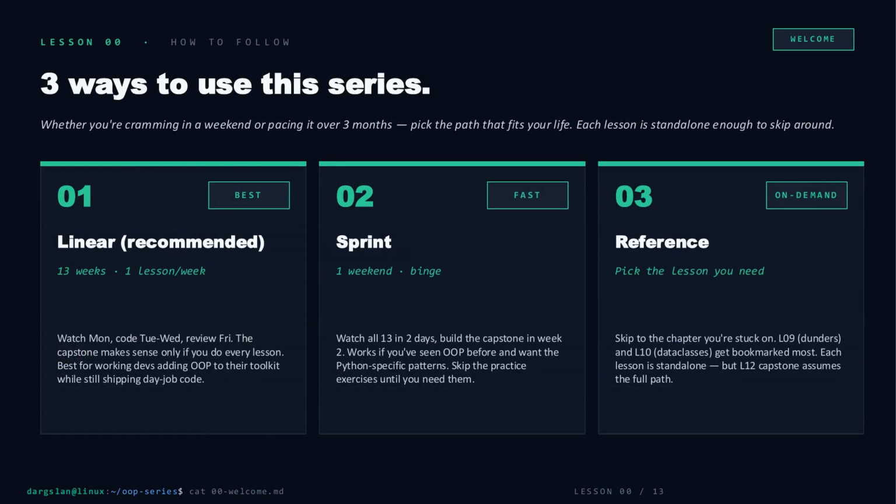Now, how you actually consume this: 3 paths. Linear is the one I'd pick. 13 weeks, 1 lesson a week, watch Monday, code Tuesday and Wednesday, review Friday. That's where the capstone pays off. Sprint it in a weekend if you've done OOP elsewhere and just want the Python flavor. Or treat it as reference. Lesson 9 on dunders and Lesson 10 on data classes are the most bookmarked. Hit them when you need them.